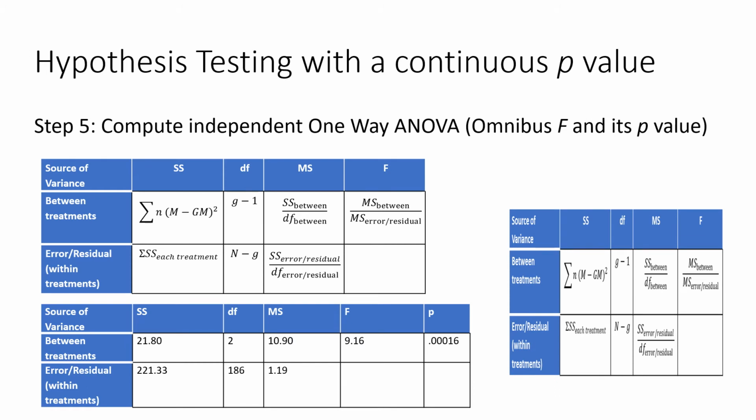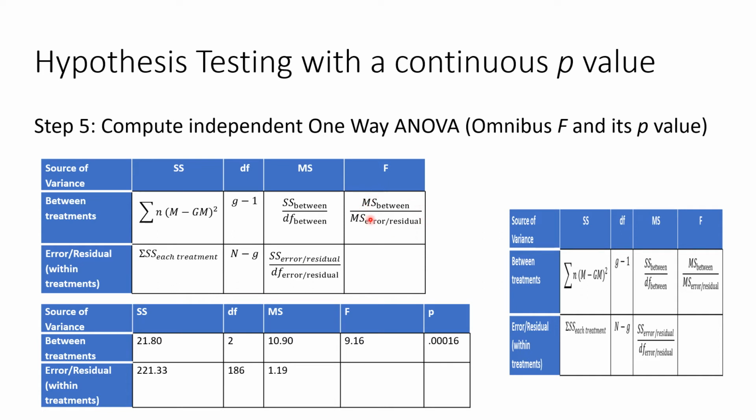Now, how do we get the omnibus F? Well, we have to get an omnibus F first to decide whether or not we have to do post hoc tests. Now, I'm not going to go into the details of how you compute the F by hand. The formula is here, and it's conceptually exactly what I described above. You're taking the variability between treatments, and you're dividing that by the variability within treatments, and then you're going to come up with one F value.